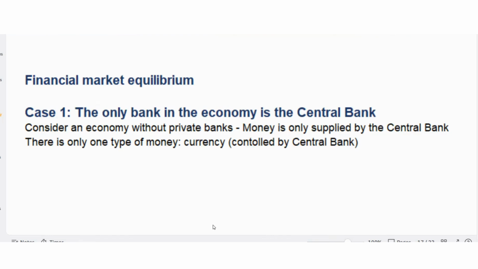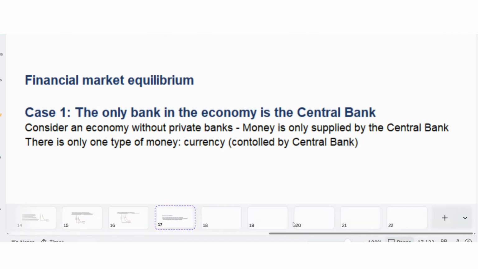Case one is the only bank in the economy is a central bank. We don't have any private banks. So in this case, we discussed initially that we're assuming you can hold money in the form of currency or deposits, but because here you only have the central bank and no private banks, money is only held in the form of currency in case one.